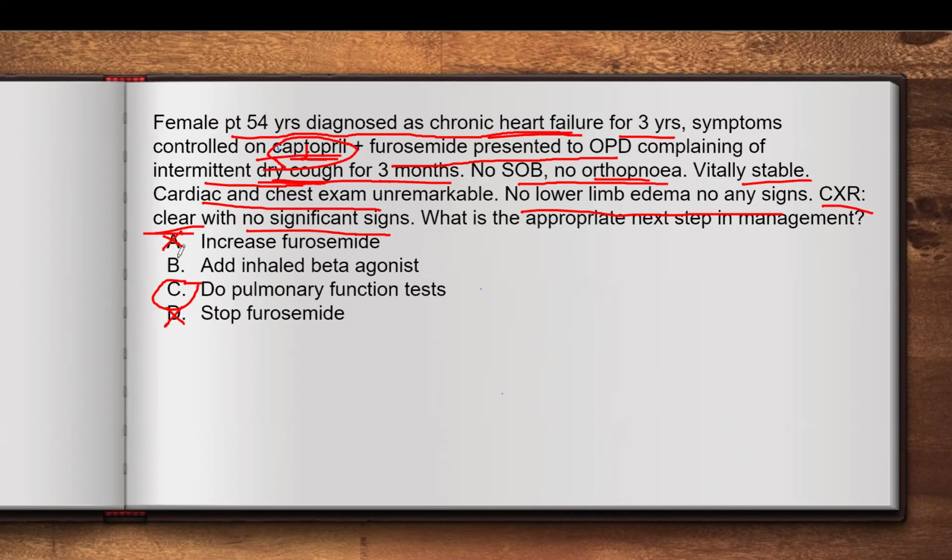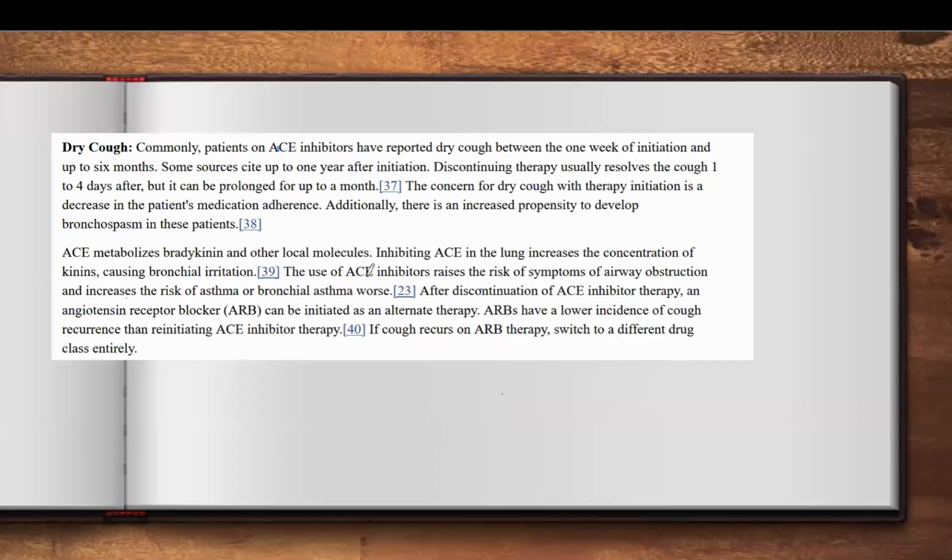So adding an inhaled beta agonist right now doesn't seem appropriate, because just an intermittent dry cough does not tell you whether the patient has any asthma or bronchoconstriction, right? So what we can do is check her lung function test and see if she has any asthma development. Then we can add SABAs later on. But right now we can do the pulmonary function tests. Also, one article says that ACE inhibitors can increase the risk of bronchoconstriction, hence developing asthma, or if the patient already has asthma, it can make it worse.